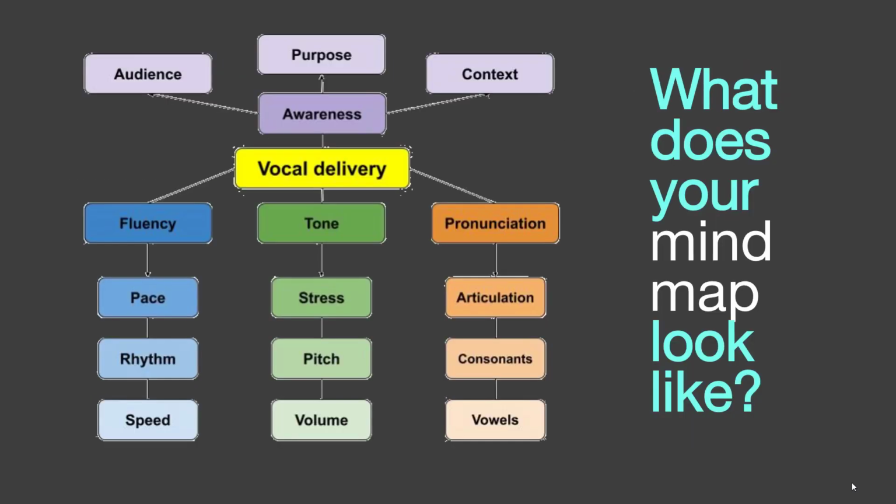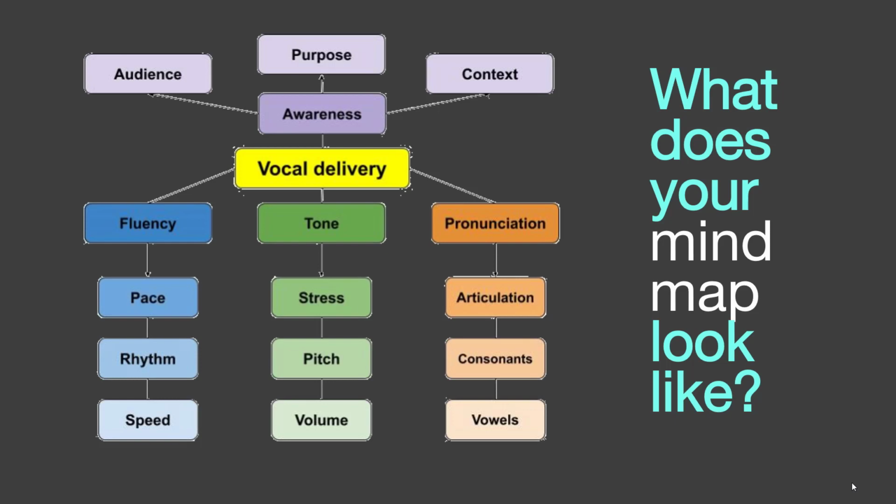So, what does the mind map look like? Does your mind map look something like mine? In the middle, we have vocal delivery. There are a few concepts related to vocal delivery: the awareness of PAC, which I have explained earlier, purpose, audience, and context, followed by the other three, which are fluency, tone, and pronunciation. Under fluency, you have pace, rhythm, and speed.